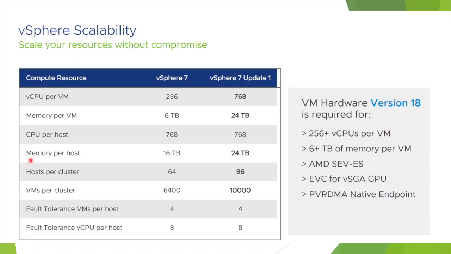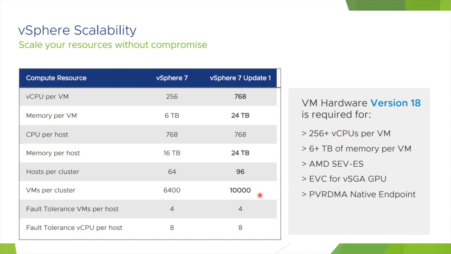Increased maximum compute resources as well. This is a favorite slide again. This is a comparison of maximums. With vSphere 7, we had a maximum of 256 virtual CPUs. With update 1, that is a massive jump, more than double: 768 virtual CPUs. And memory as well: it used to be 6 terabytes, now it's 24 terabytes. CPUs per host are the same. Memory per host used to be 16 terabytes, it's now 24 terabytes. Hosts per cluster, as I said earlier, jumped from 64 to 96. VMs per cluster jumped from 64,000 to 10,000 VMs per cluster, which is massive.